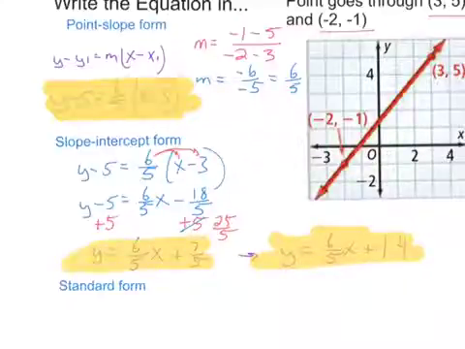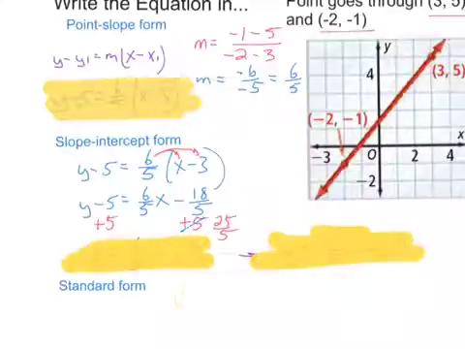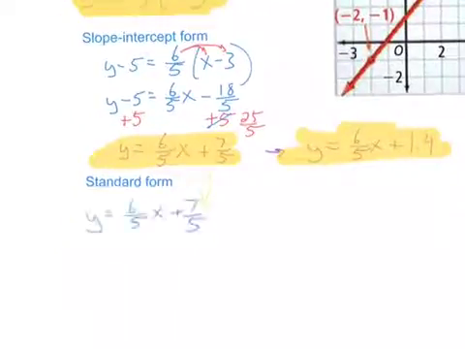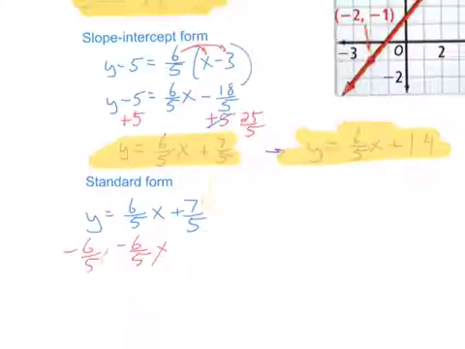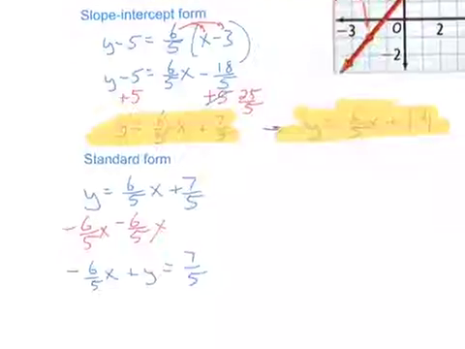Now to write it in standard form, let's start from our slope-intercept form here and rewrite it. And again, the strategy is to get the x's and y's on the same side of the equation and then to clear any fractions. So to do that, we're going to subtract 6/5 x from both sides of the equation. And we get -6/5 x plus y is equal to 7/5.